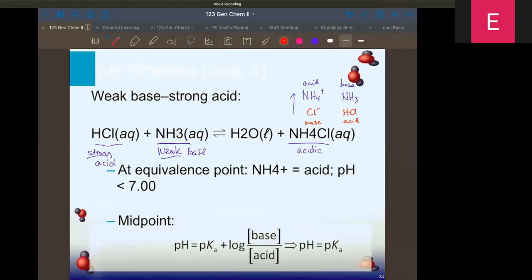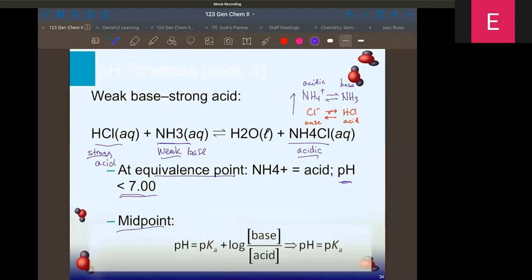Again, this is strong, so this one doesn't go that way, it only goes this way, while this one here is weak and can go both ways. So this is an acidic solution here, and the equivalence point then will be less than 7. The pH at the equivalence point is going to be less than 7.